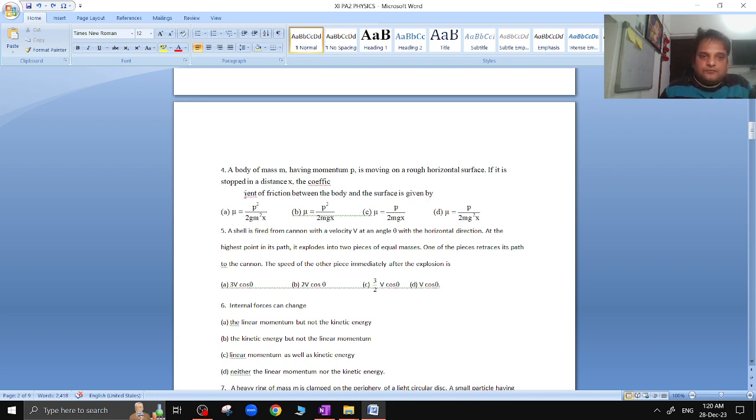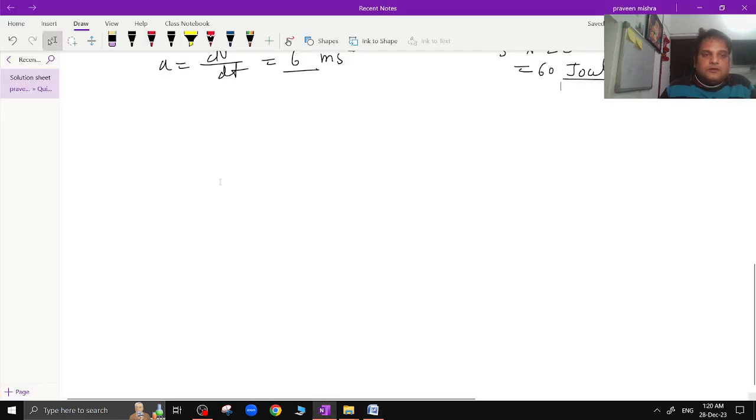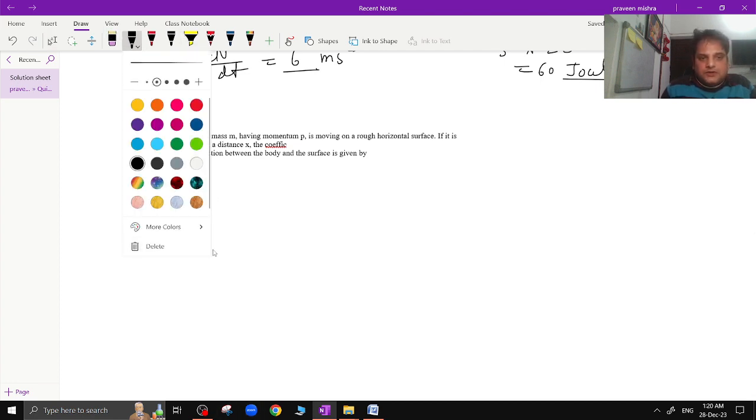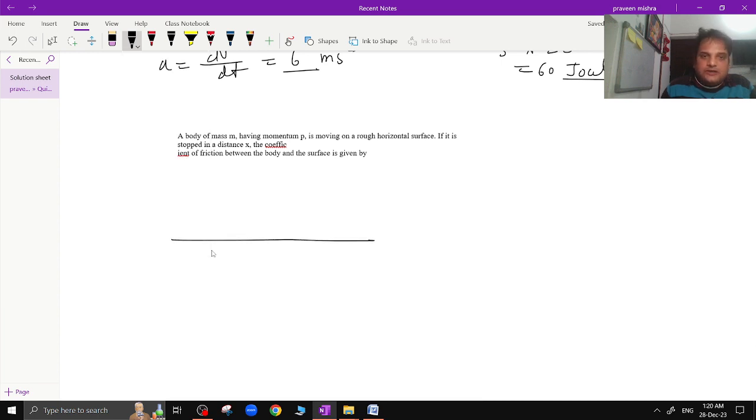So here, this is the question. There is a body of mass m lying on a rough horizontal surface, matlab having some mu, and there is a body having mass m and momentum p.